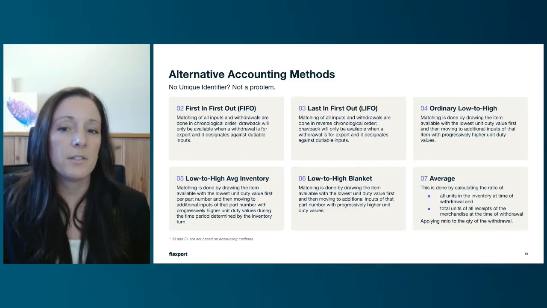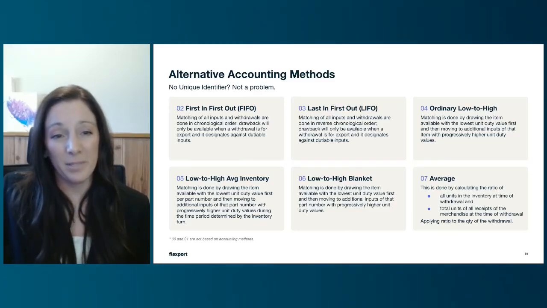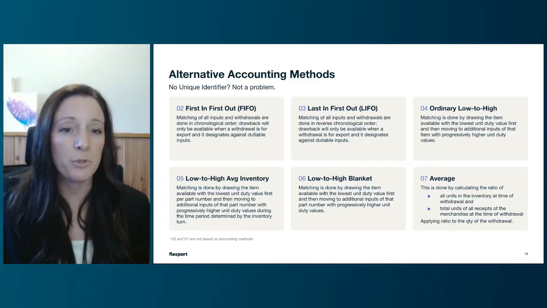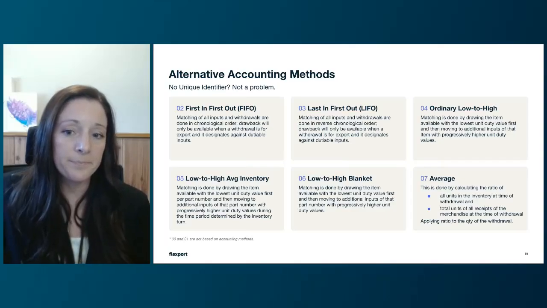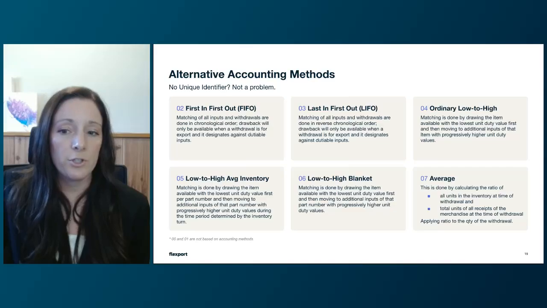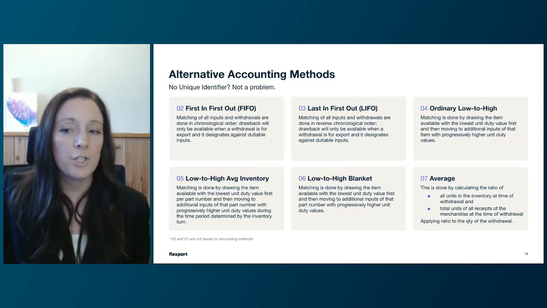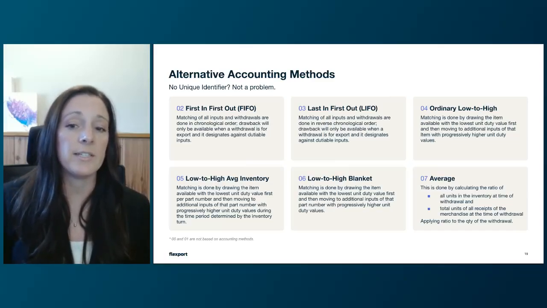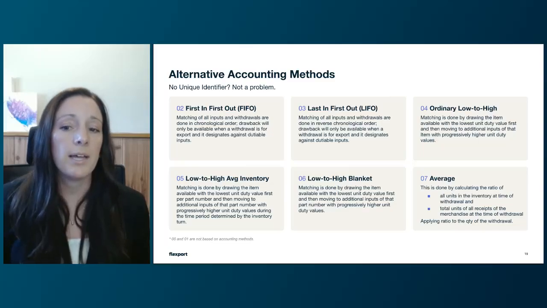As I noted, this is a very common method, because it is so easy, but it is not always the method that will produce the highest recovery. Lastly, and least frequently used, is average. This is done by calculating the ratio of all units in the inventory at time of withdrawal and the total units of all receipts of the merchandise at the time of withdrawal, then applying the ratio to the quantity of that withdrawal.